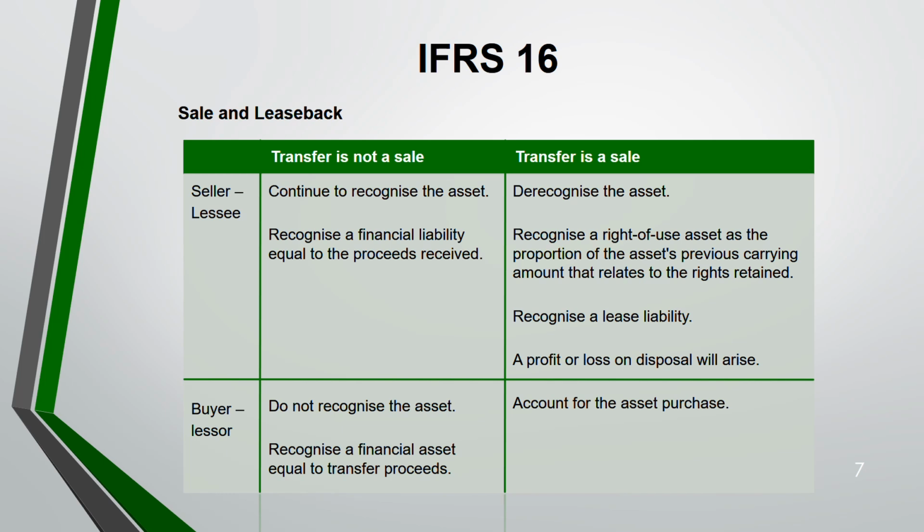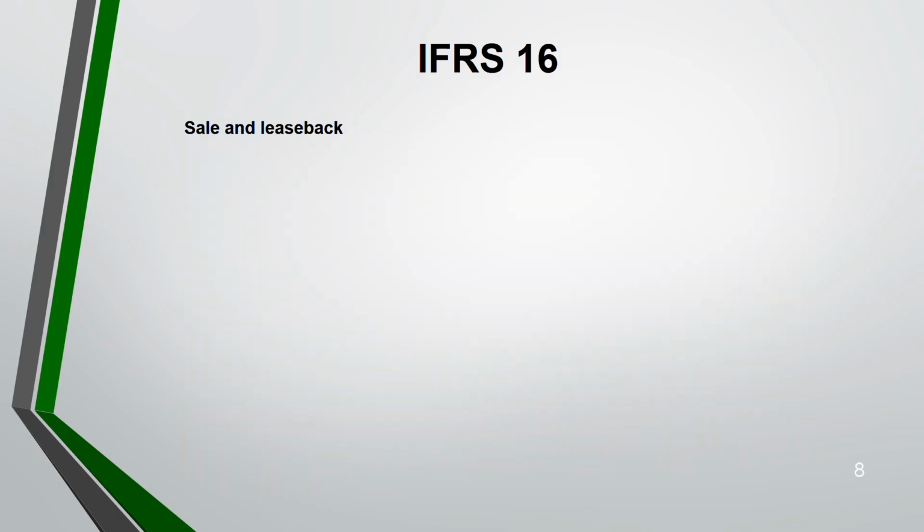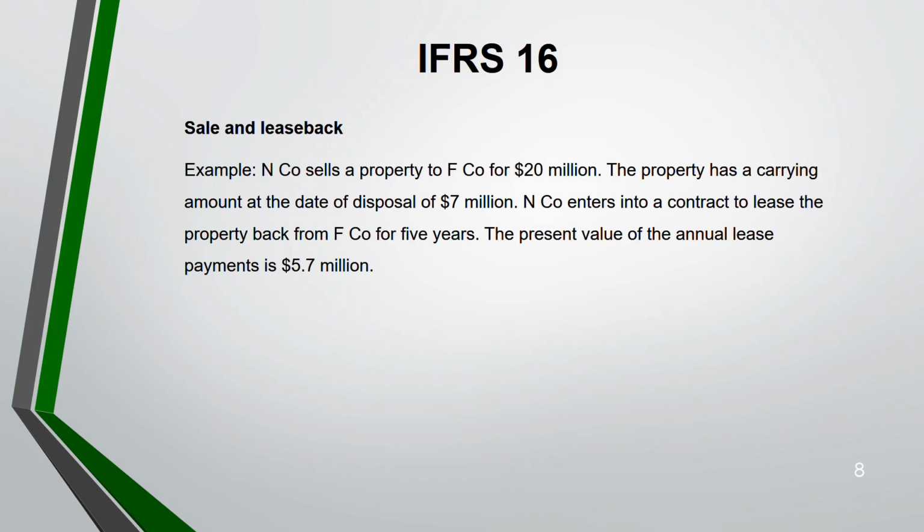The buyer, on the other hand, has purchased that asset from the lessee, so they will account for the asset purchase. They will account for the lease by applying the lessor accounting treatment. That means for them, it could be a finance lease if they have transferred control at the end of the lease, or an operating lease if they have not transferred the ownership. Now, let's go through this example.